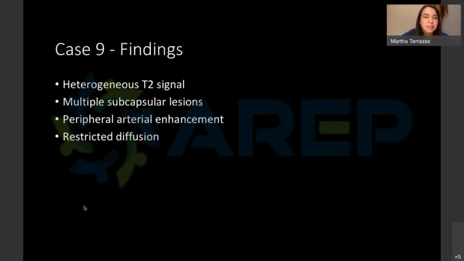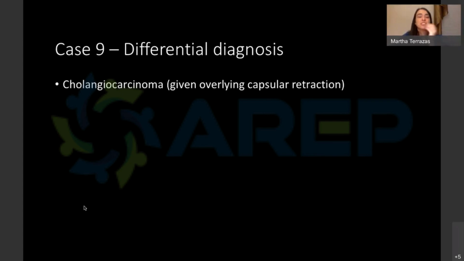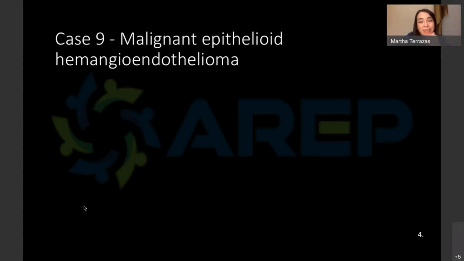So what do we have? Heterogeneous T2 signal, multiple liver lesions in a subcapsular distribution. These liver lesions have peripheral arterial enhancement, and we're seeing restricted diffusion in these lesions. So our differential diagnosis was cholangiocarcinoma, given the overlying capsular retraction, and HCC because we do have that history of cirrhosis. And they biopsied it, and it was malignant epithelioid hemangioendothelioma.